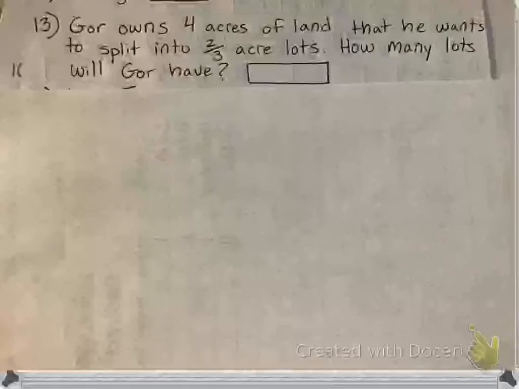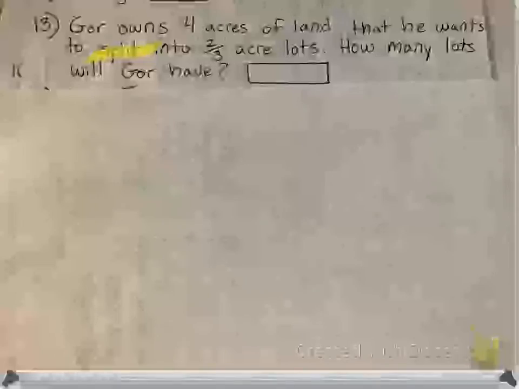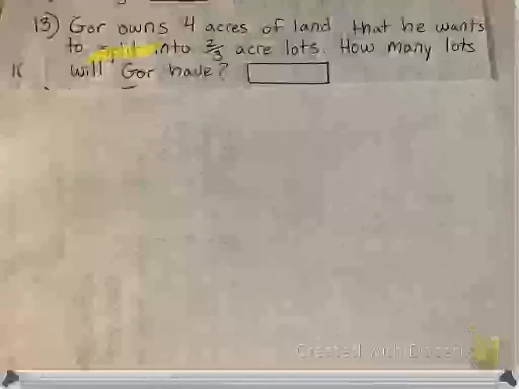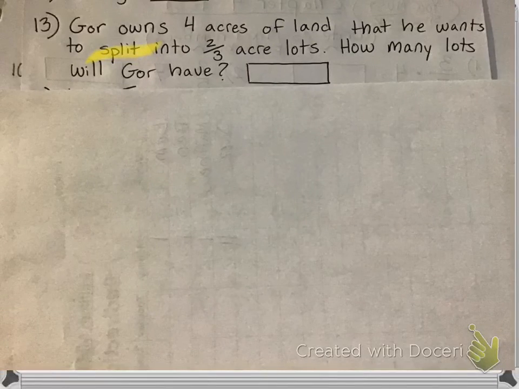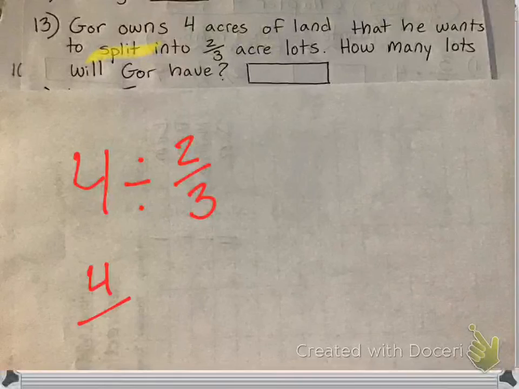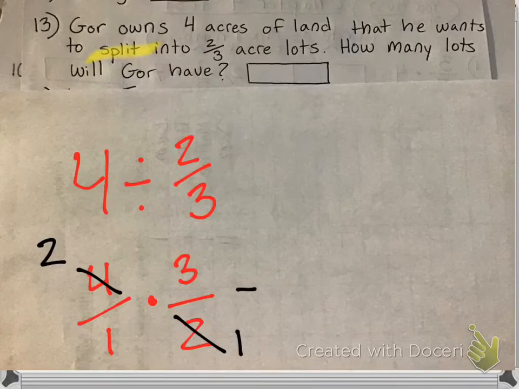So, Gore owns 4 acres of land that he wants to split into 2/3 acre lots. How many lots will Gore have? Who can set up this problem for me? Who can set it up, Elsie? 4 divided by 2/3. Exactly. We do our Kentucky fried chicken, our keep, change, flip. We get 4 over 1 times 3 over 2. We can cross cancel. What do I get as my answer?